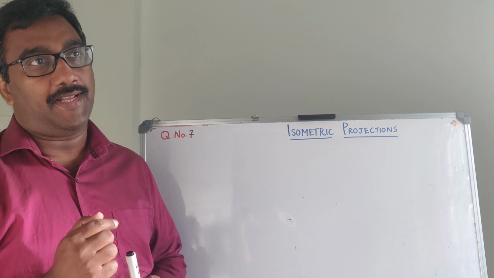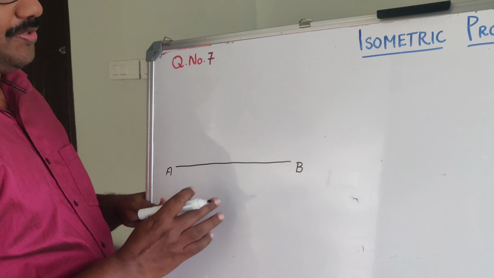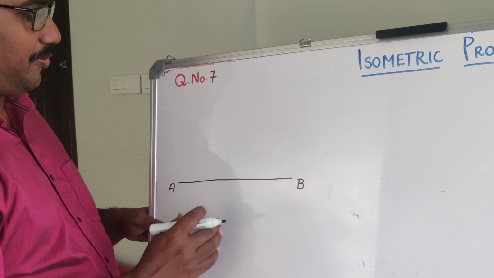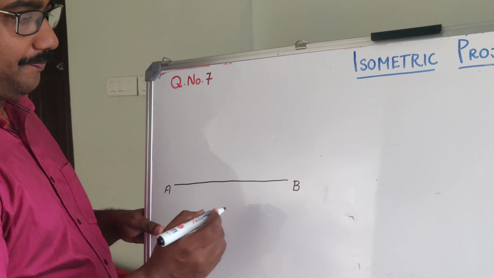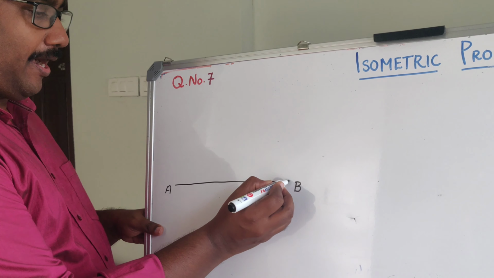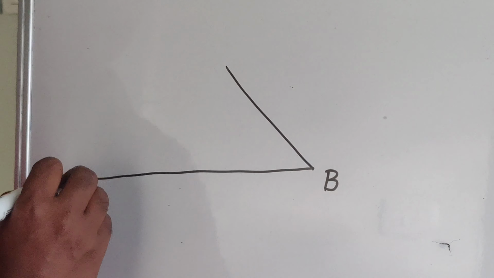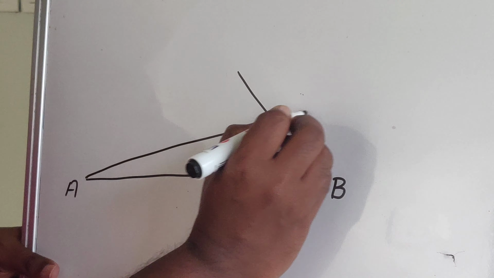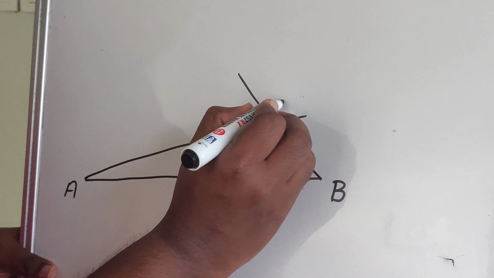You know how to draw the isometric scale. We can have line AB of any length greater than the longest dimension. The largest dimension in the problem is actually 50 mm. So more than 50, any dimension you can take, so that is AB. From B you can have 45 mm, and from A you can have 15 mm. So you will get AC.